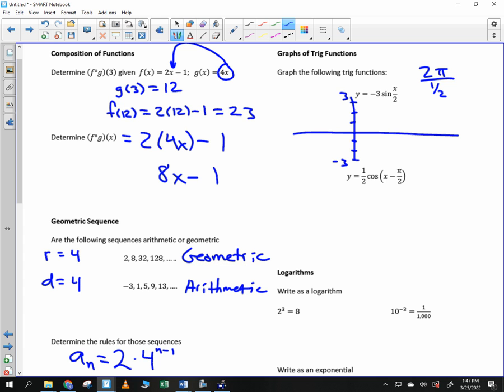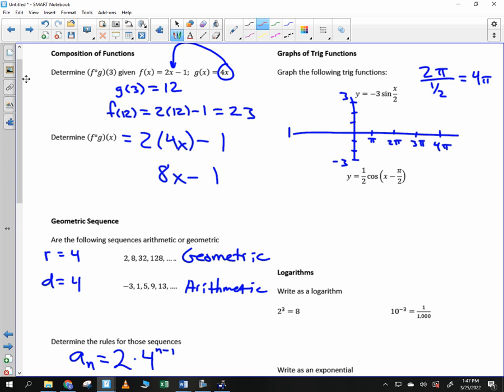2 pi divided by 1/2 is 4 pi. Good. So you're going to have 4 pi. Divide it up into how many parts? 4. So you should see 2 pi, 1 pi, 3 pi. Oh, because that was over C. I remember that. Yeah, 2 pi over b. There you go. That's why we're reviewing, because we forget.